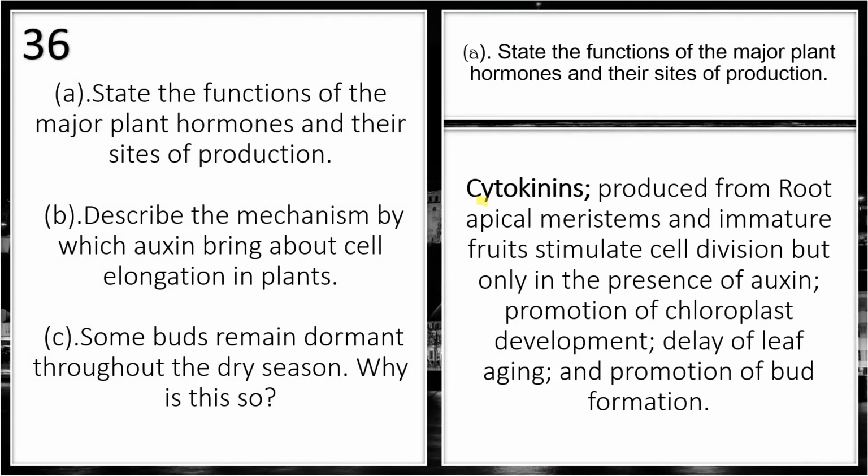We have the hormone cytokinins. This is produced from the root apical meristem and immature fruits. It stimulates cell division, but only in the presence of auxin. Promotion of chloroplast development, delay of leaf aging, and promotion of bud formation.